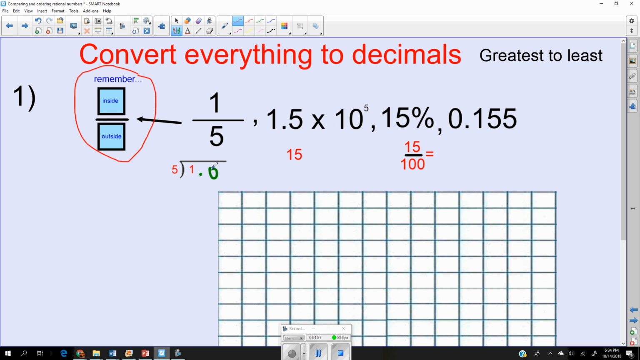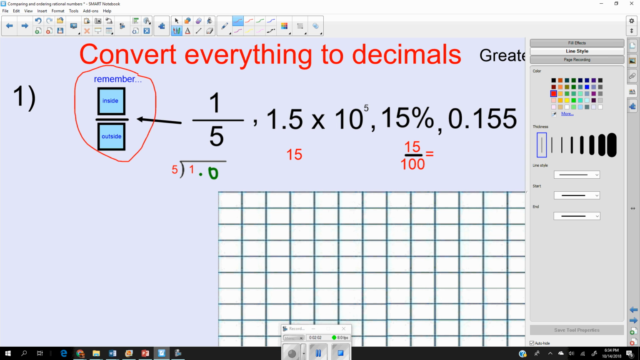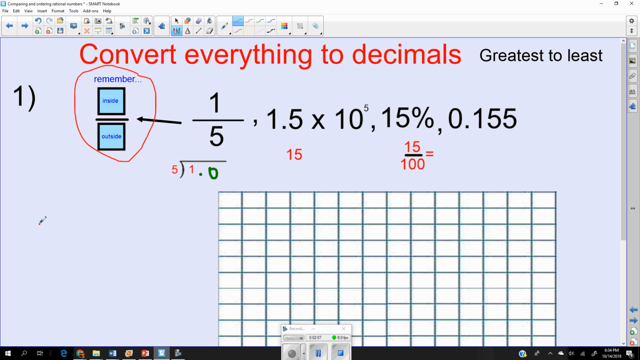Now we have the number 10 we're going to work with. So 5 times what is 10? Well, we forgot to move our decimal point up, so we're going to move our decimal point up. We know that 5 times 2 is 10. So we subtract 10 minus 10, and we have 0. Since we have a remainder of 0, we're done.